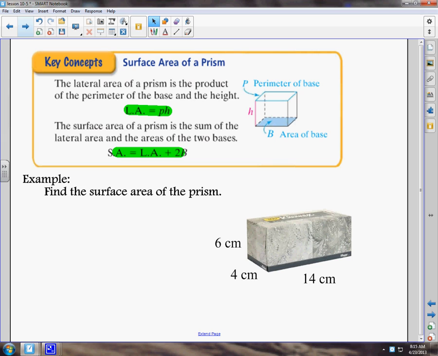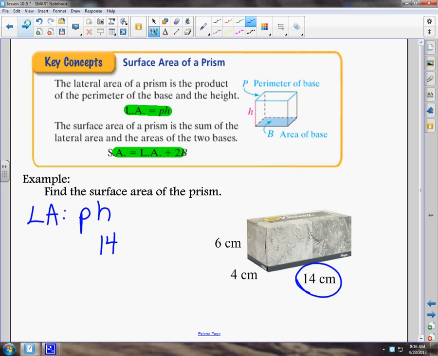Here are the formulas again. I highlighted them in green. Okay, so find the surface area of this prism. First I need to find the lateral area. The lateral area of the prism is the product of the perimeter and the height. So my height is 14. So P times H, and I know H is 14.